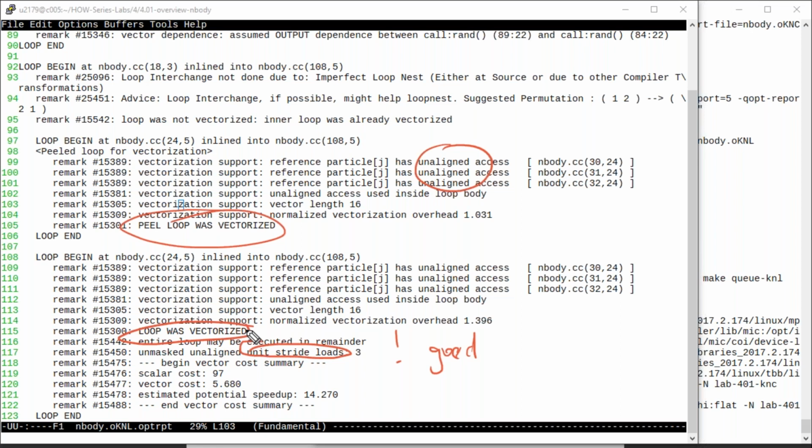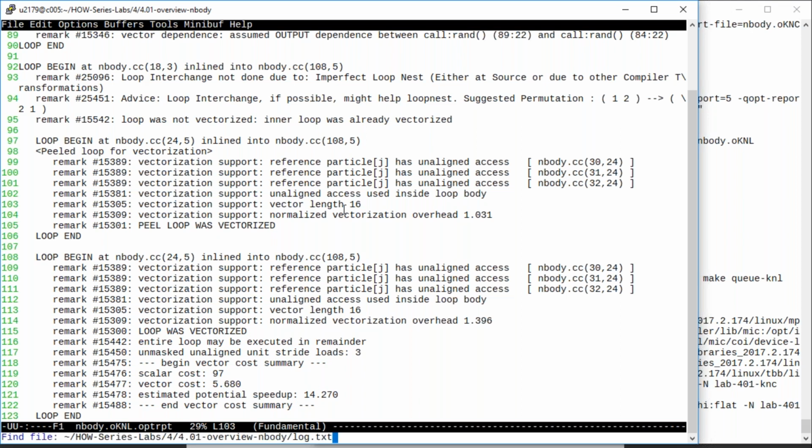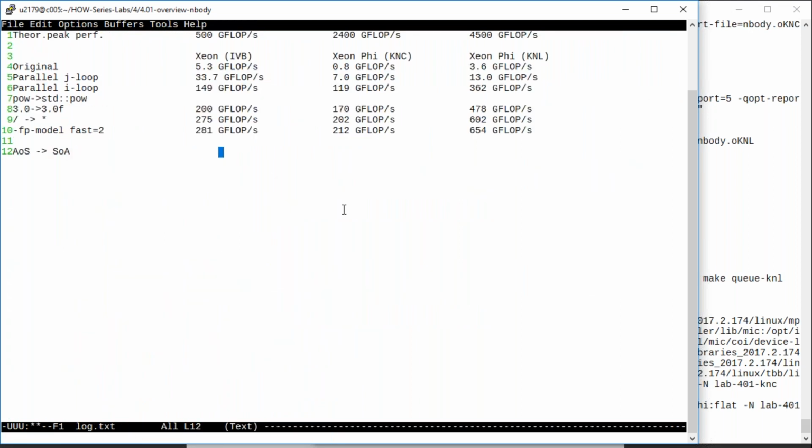The loop was already vectorized, but the loading was done in a very inefficient manner. We changed the data layout to optimize data loading. You can see that the estimated potential speedup is now much closer to 16. Okay, and we don't have any complaints about strided loads. We do have a new remark about peeling, but we will get to it in a minute. Let's see how performance fared.